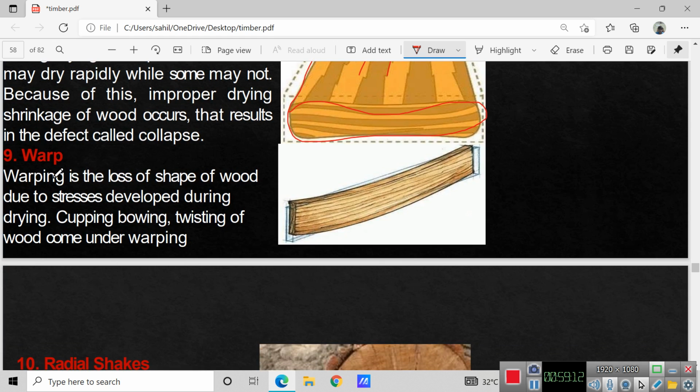Now, warping is the loss of shape of wood due to stress developed during drying. Cupping, bowing, twisting of wood come under warping. So warping is distortion of wood in any shape, however it may be. If the wood is distorted, then it falls under the category of warp.